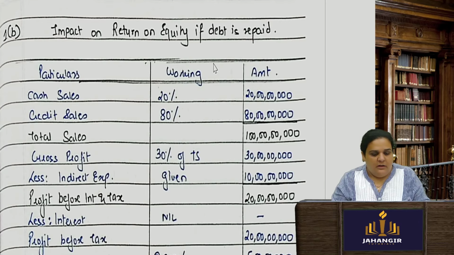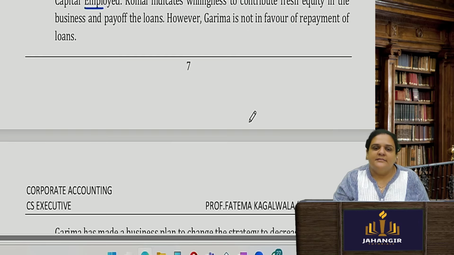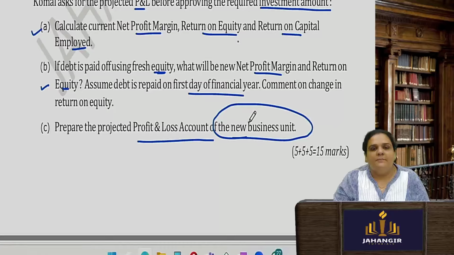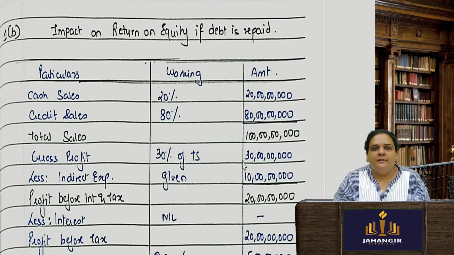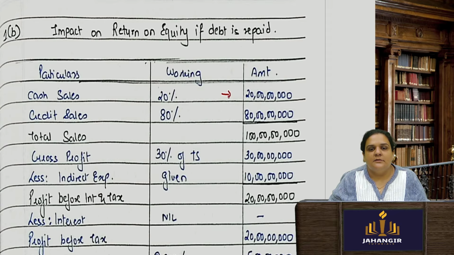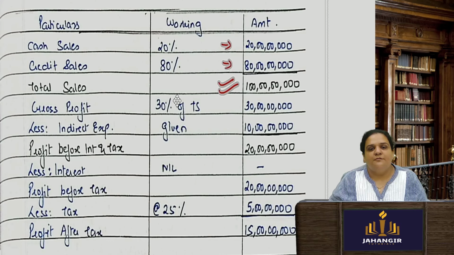Same thing. Now they are asking me: say on the first day we paid the debt. So now there is no debt. Then what will be the new profit margin and return on equity? Okay, so same thing, I have made it again. See, cash sales, credit sales, total sales 100 CR. Gross profit 30% of the total sales, 30 CR. Less indirect expenses, net profit before interest and tax.